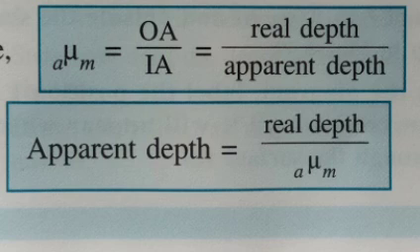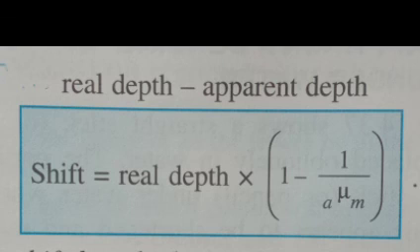And how much is the difference between real depth and apparent depth? This is called shift. Shift is equal to real depth multiplied by bracket 1 minus 1 divided by its refractive index. So this is the shift or difference between real and apparent depth.